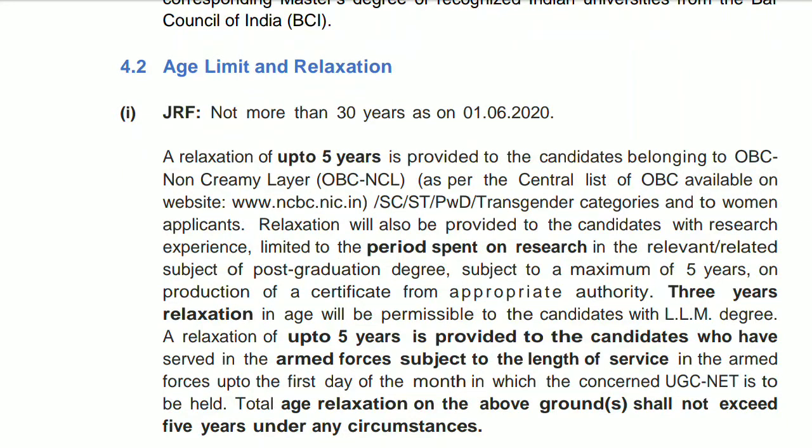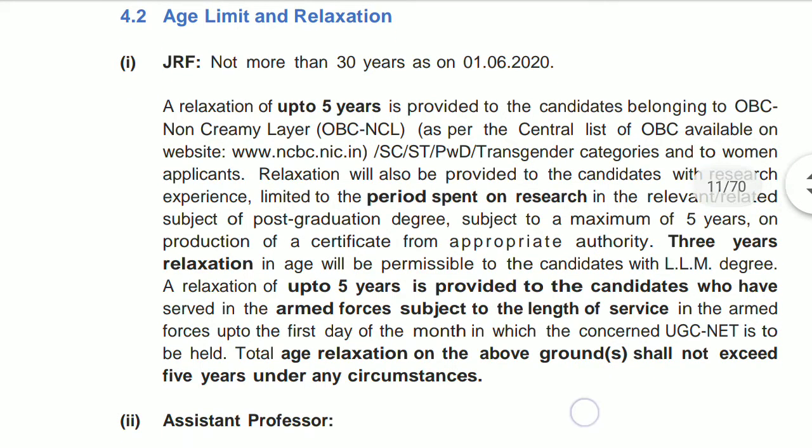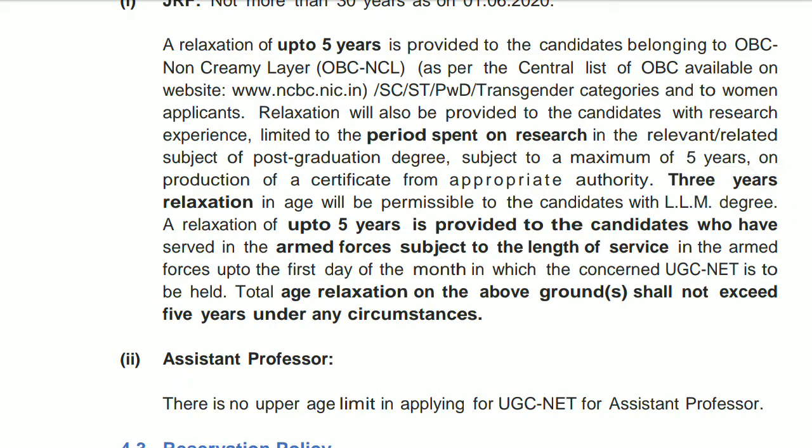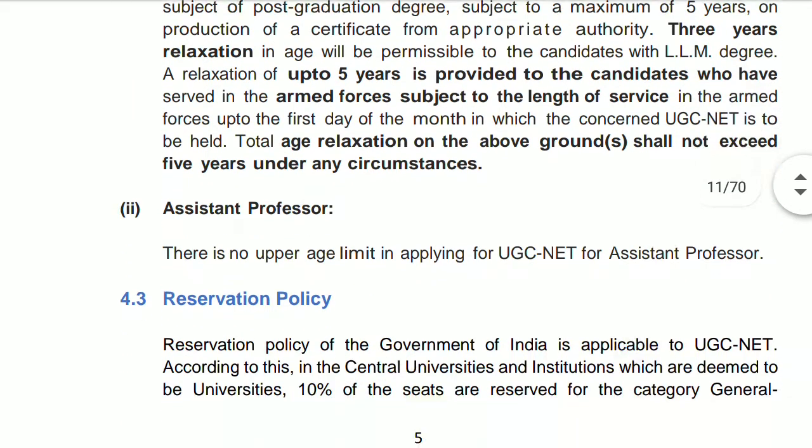So here comes the age limit. If somebody is willing to apply for a JRF, their age should be less than 30. It should not be more than 30. For assistant professor it differs, as there is no upper age limit for UGC NET assistant professorship.